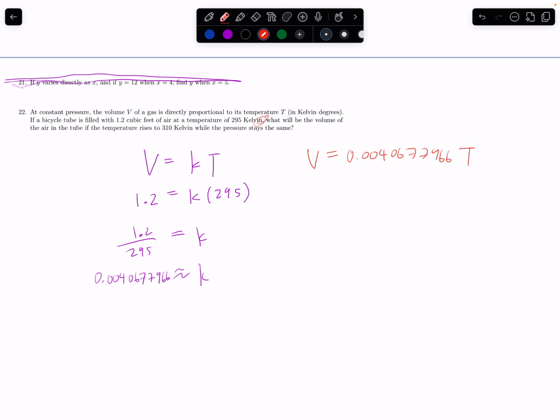Now what's the question? We finish off right here, yeah? What will be the volume of the air in the tube if the temperature rises to 310 Kelvin while the pressure stays the same? Okay, pressure being the same was just to fulfill this statement up here, so don't worry about that. The thing we have to worry about is the temperature change now to 310. So actually, this turned out to be a simple question, yeah? Simple, straightforward direct variation, asking you to just plug in the number. The number is 310. I didn't need that many digits.